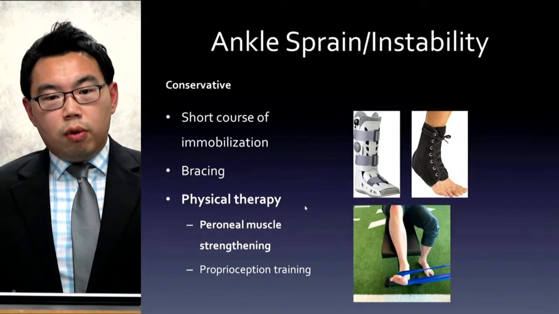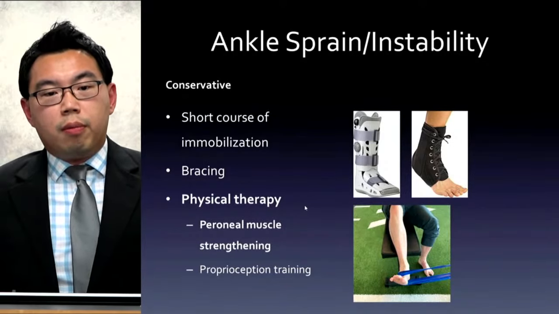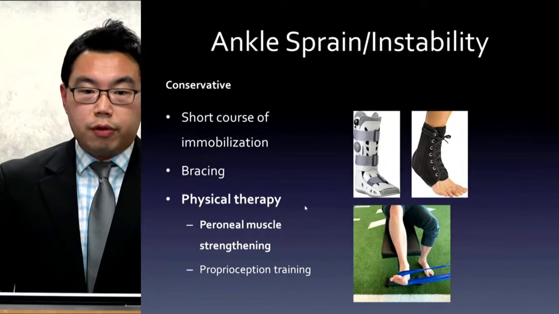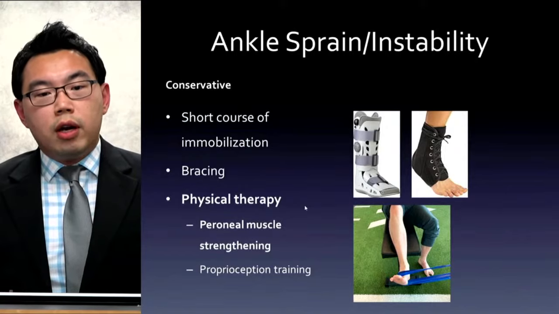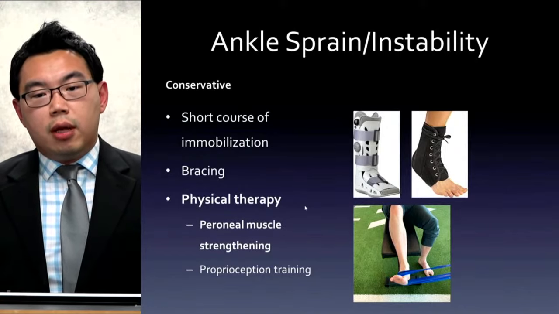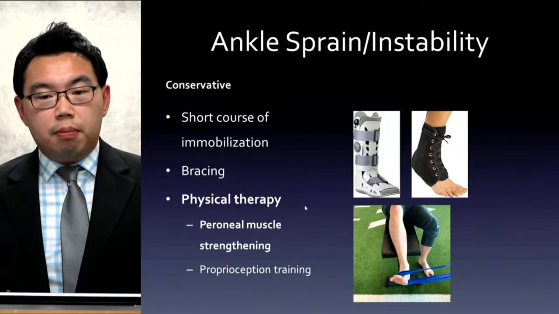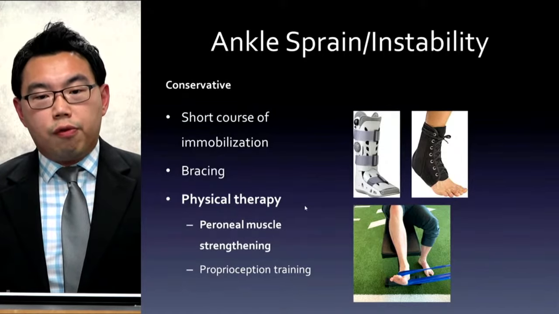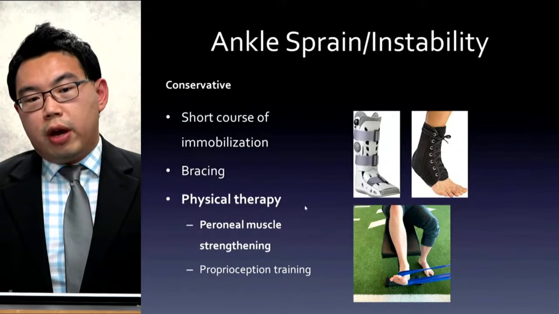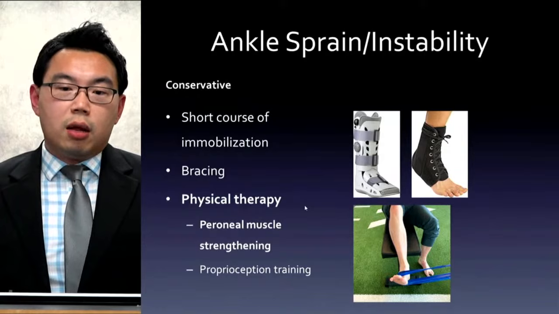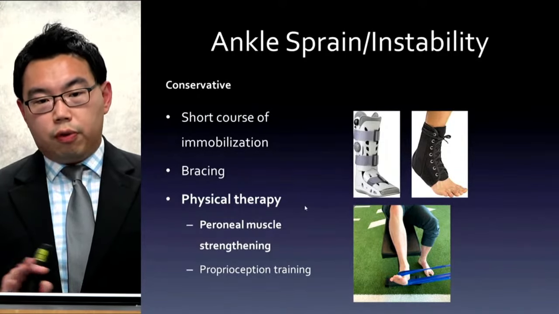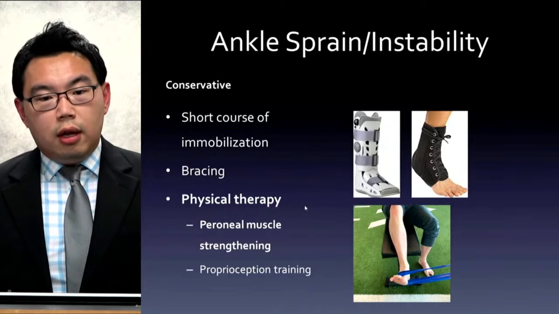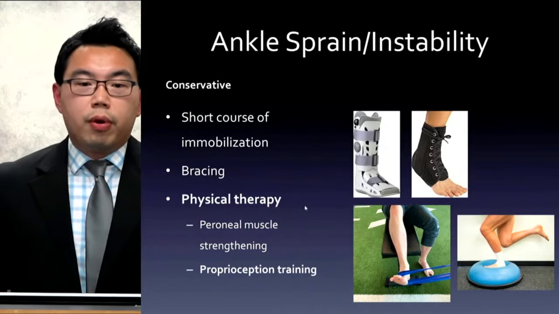And then for the long term, you probably benefit from a dedicated course of physical therapy, which mainly consists of 2 things. One is peroneal muscle strengthening. What that means is you're trying to tighten up the structures on the outside of your foot, which you stretch out when you sprain. So you're trying to tighten them up by pointing your toes, or everting your foot and pointing your toes to the outside. And then secondly will be what we call proprioception training.